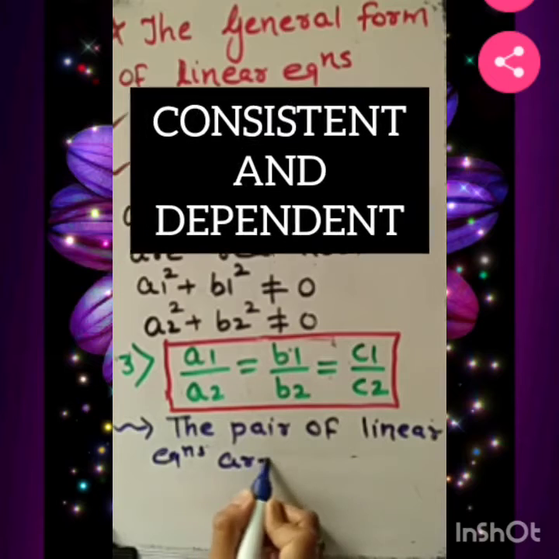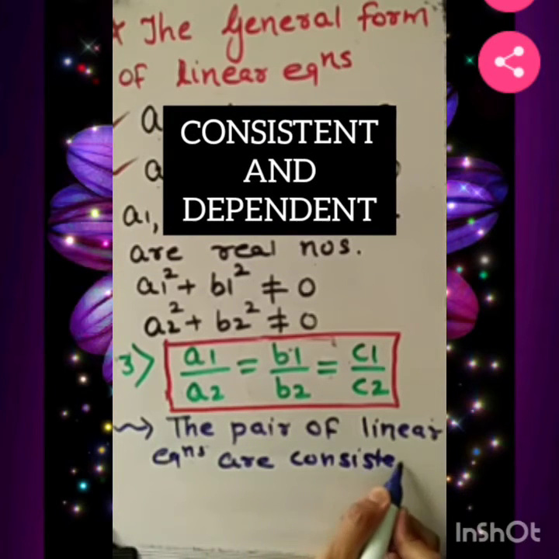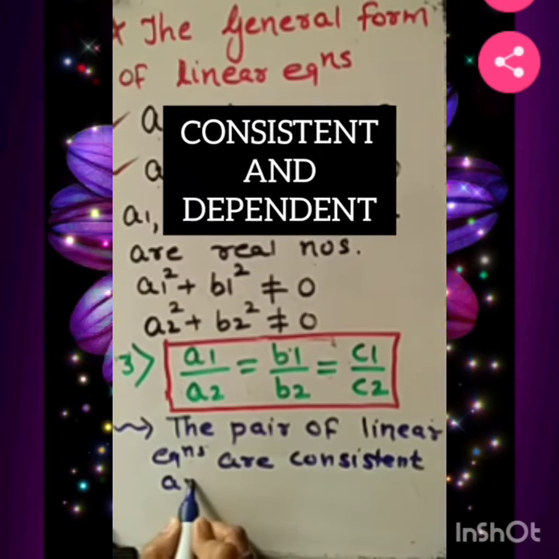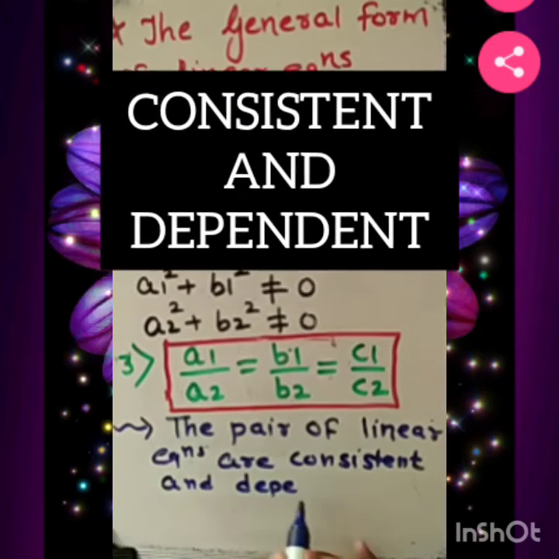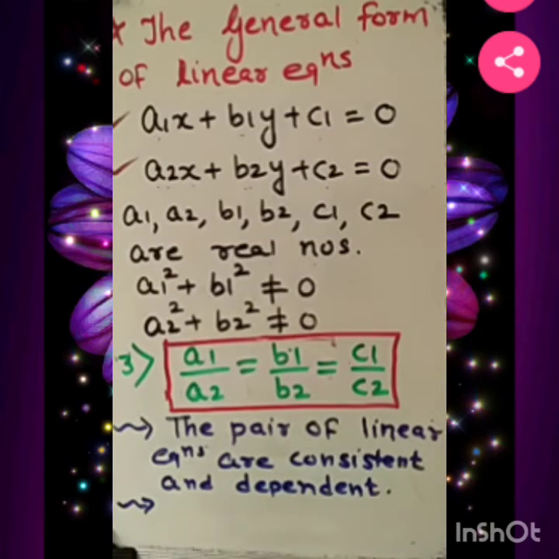Please mention they are consistent and dependent. Extra, we need to put one more word, and dependent. Consistent and dependent. This we need to write properly first. Second thing, what can be the result? Which type of lines can we gain in that? In such a case, we say we have coincident lines.